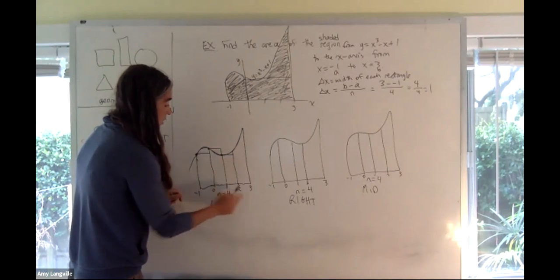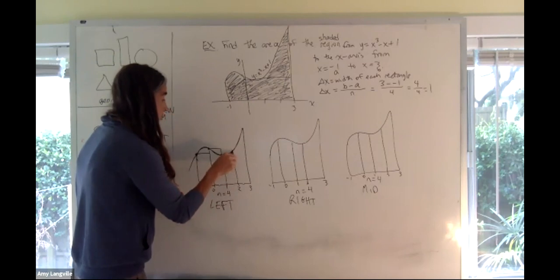Last one goes from 2 to 3. The left side of that is at 2. I go up to the function at 2. That becomes my height.